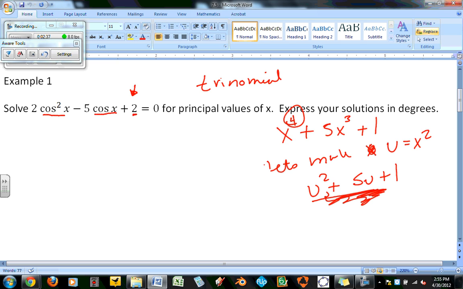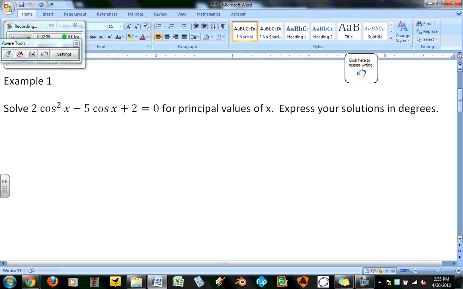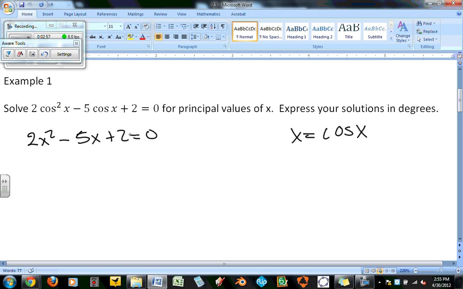Well, we're going to do something similar. We're going to use a substitution in order to solve this. Instead of cosine, let's make x equal cosine x. So anywhere I see a cosine, I can plug in x. So this is going to be 2x squared minus 5x plus 2, and we know how to solve that. I'm going to show you two methods. We can do the replacement method, or we can do the quadratic formula. Either way works.